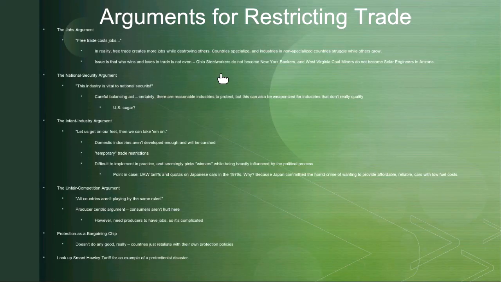Now, what are the arguments for restricting trade? We're going to zoom in here because this is about zoomed out. There's a few. The first is the jobs argument, and this idea is that free trade costs jobs. In reality, free trade creates more jobs while destroying others. Countries specialize, and industries in non-specialized countries struggle while others grow. The issue is that who wins and loses in trade is not even.